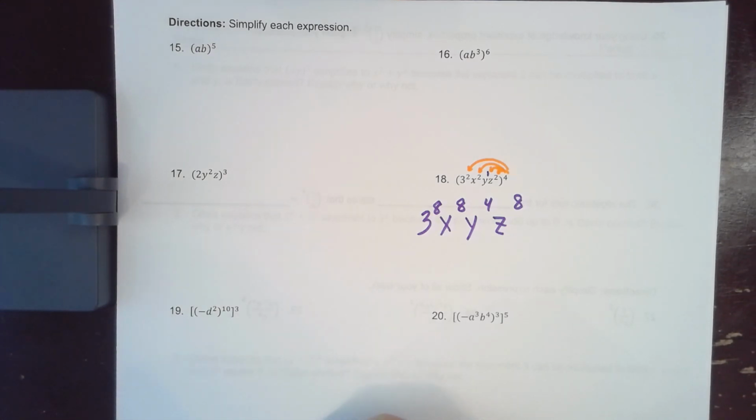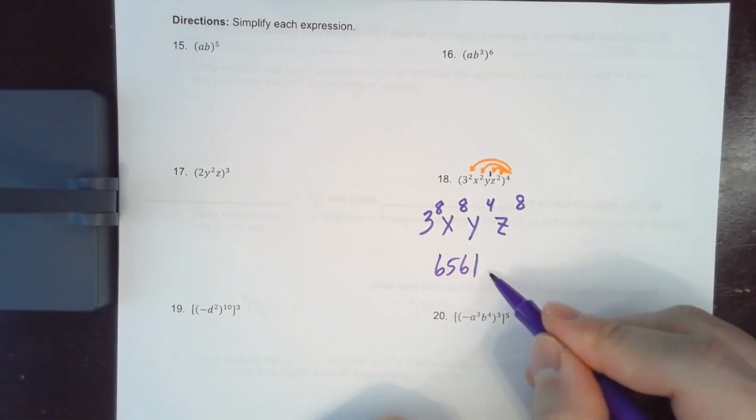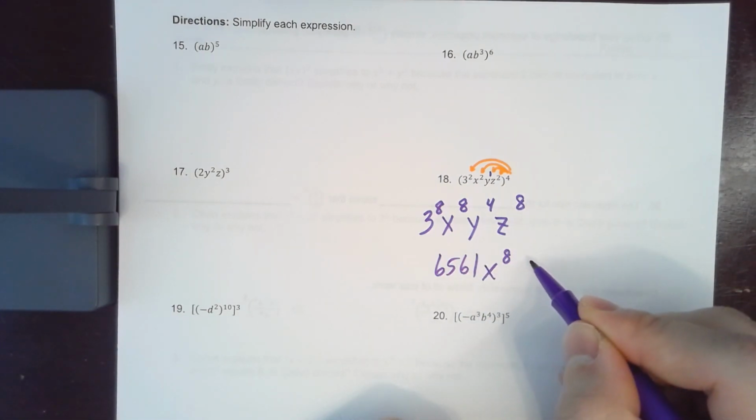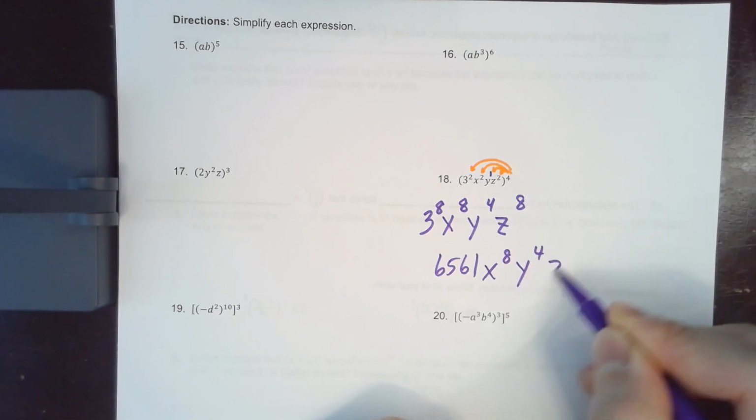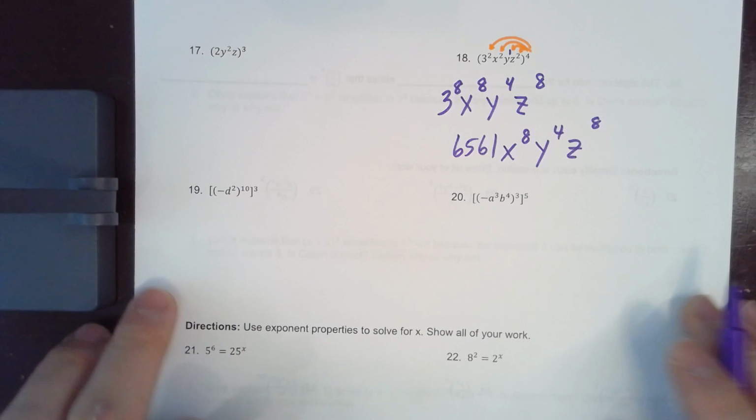Okay. But the thing is, what is 3 to the 8th power? So that's the part where you have to use a calculator, right? 3 raised to the 8th power is 6561 x^8 y^4 z^8. Okay.